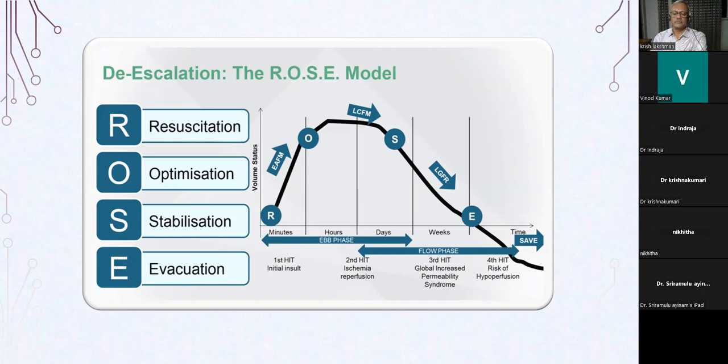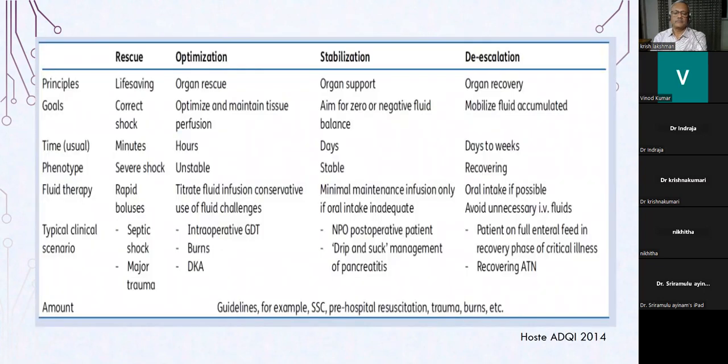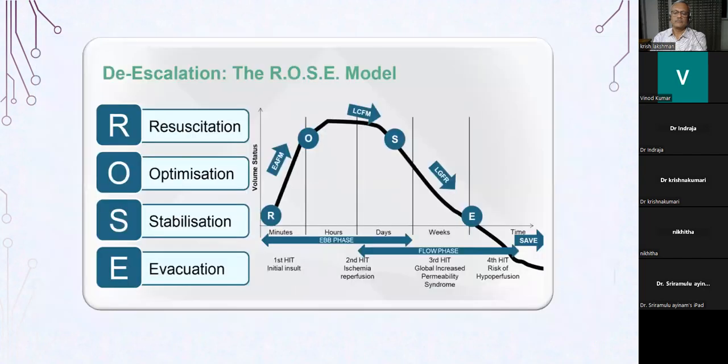Then the next stage is optimization, in which we aim for tissue perfusion, and it takes place in the next few hours. Even in this stage, the patient is unstable, which we generally see in the scenario of burns or diabetic ketoacidosis. The next stage is stabilization, which happens over a few days.